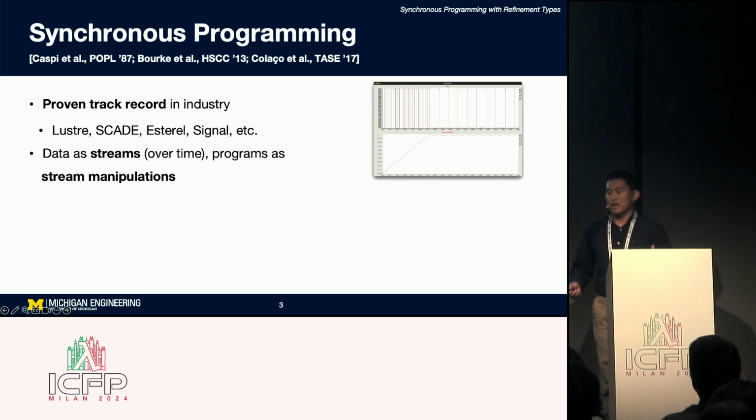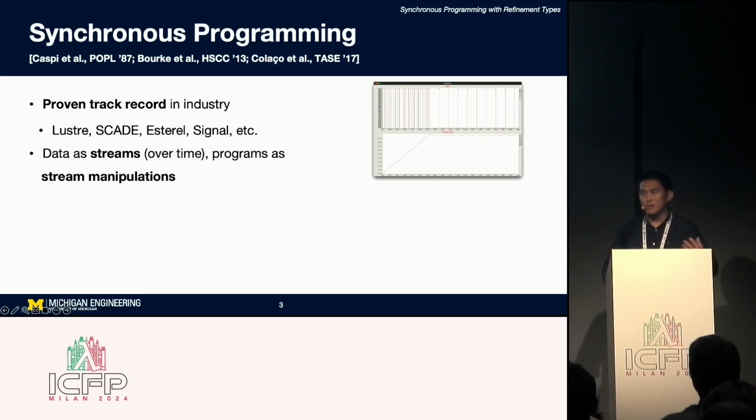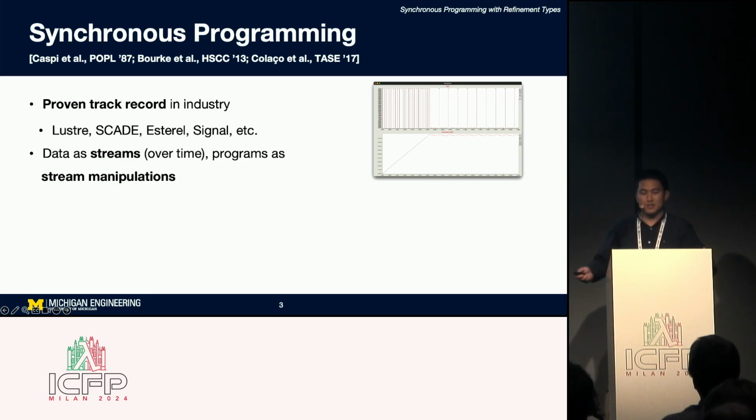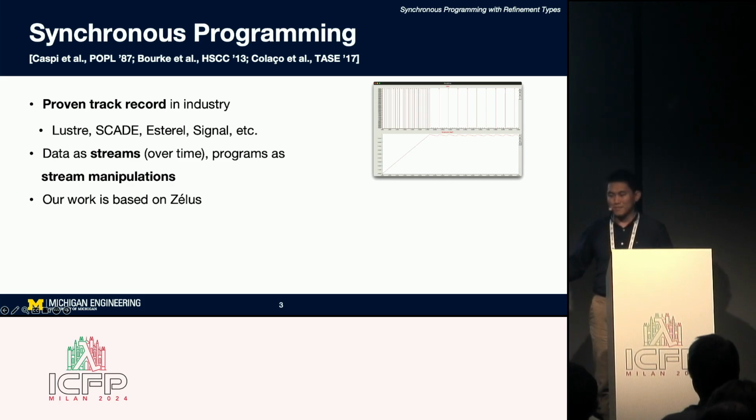Now, synchronous programs interpret data that comes into them as streams over time. So you always get data that comes in, and they operate on this data and then produce an output stream. So think of everything as just a bunch of streams and stream manipulations, and that's how synchronous programs operate.